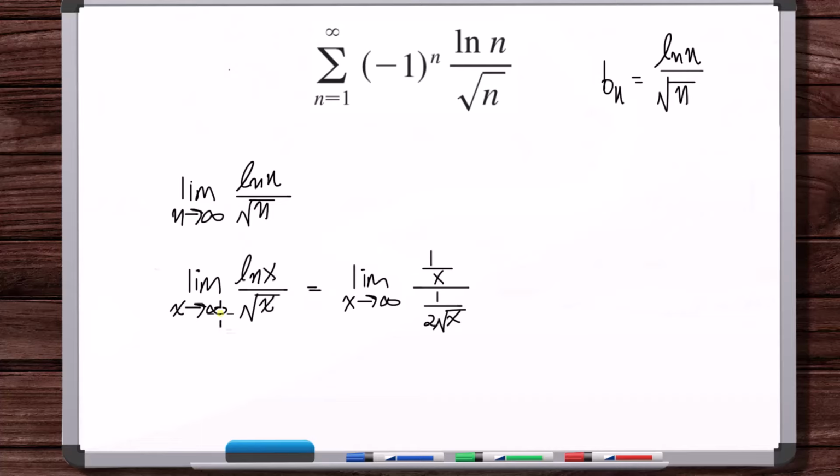Okay, all right, what is... So this is 1 over 2 root x times x. x to the first divided by x to the 1/2 is x to the 1/2. So root x over 2.